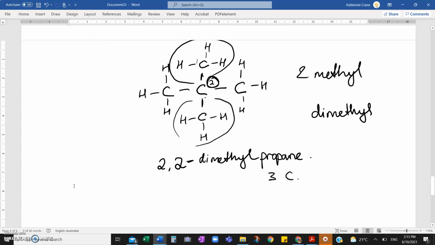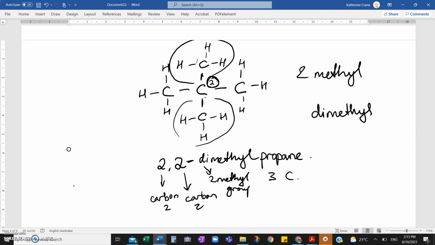Okay, and so it's important. This one's on carbon 2. Even if they're on the same one, they have to be numbered. 2 methyl groups on propane. Okay, so that is branches and how we would name them.